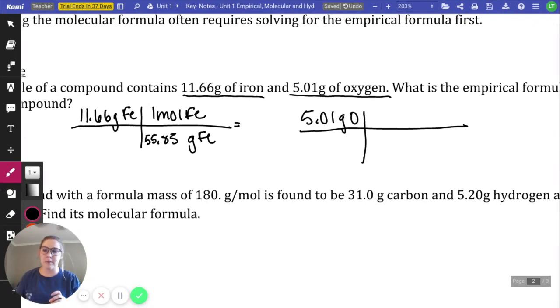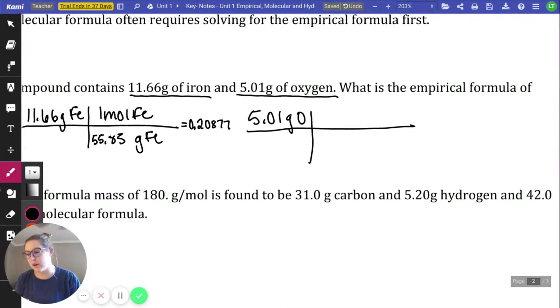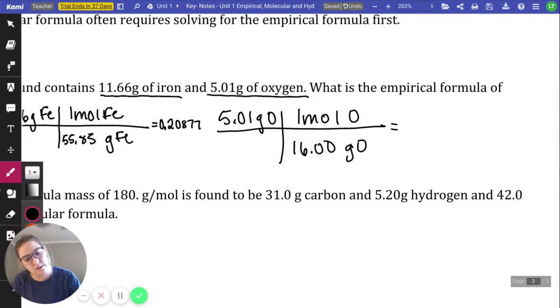Plug that into your calculator. And guys, we're not super worried about sig figs here. Just keep about 4 to 5 sig figs. You don't need to round right now because we're going to eventually have a whole number. So when I plug that into my calculator, I get 0.20877. Then I have 5.01 grams of oxygen. Grams of oxygen is not what I want, so I'm going to drop it low. Molar mass of oxygen is 16. 16 grams of oxygen is 1 mole of oxygen. Plug that in, and I got 0.3131.